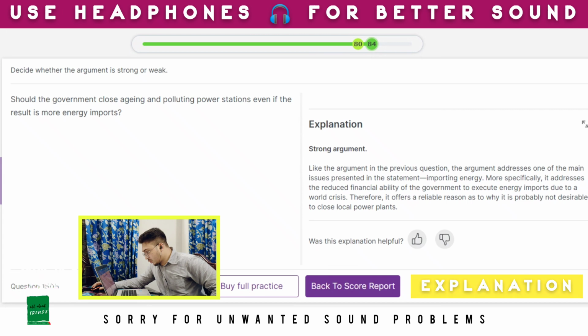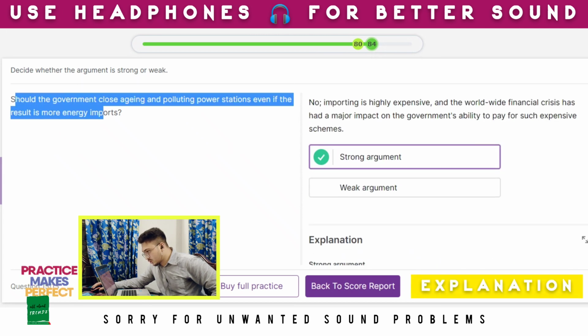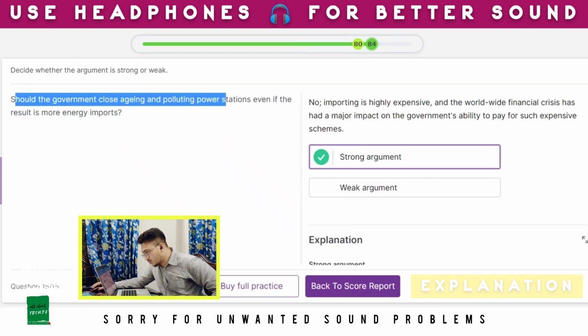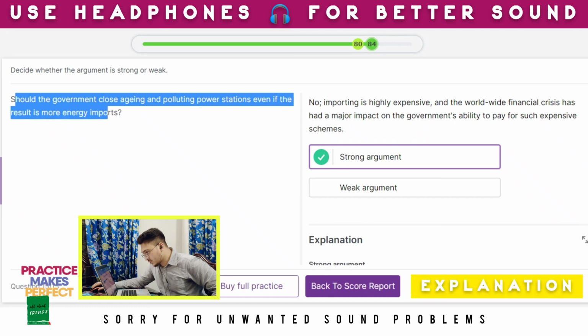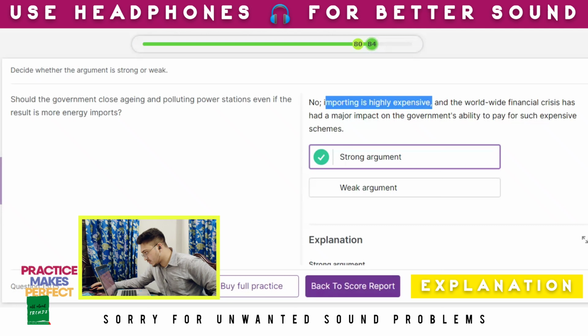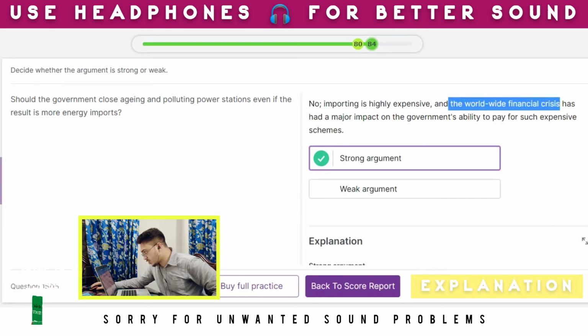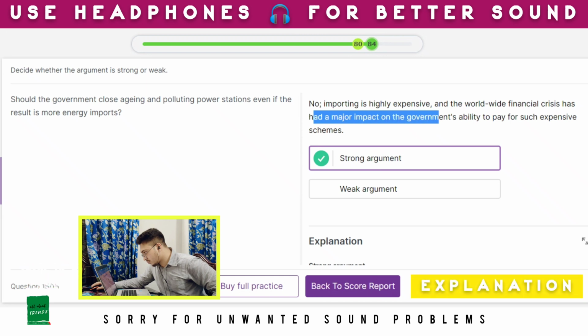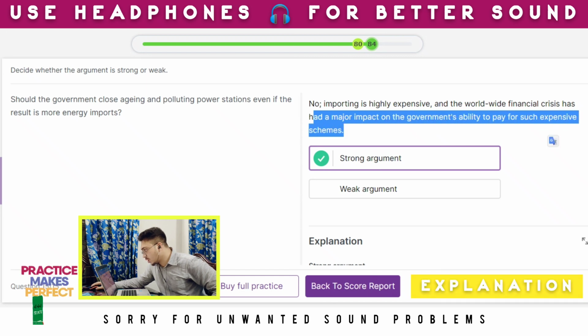I think we are on the last question. Should the government close aging power stations even if the result is more energy imports? Now, importing is highly expensive. The world is facing a financial crisis. The financial crisis has had a major impact on the government's ability to pay for such schemes.